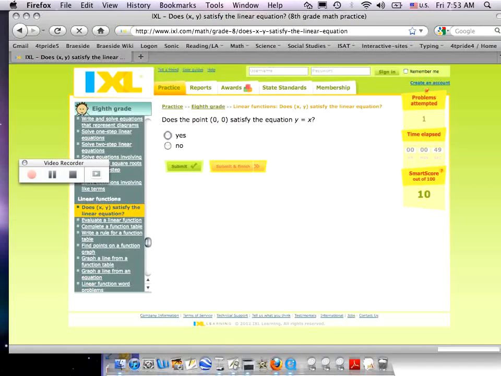Does (0, 0) work? Yes. And does (5, 0)? So when x is 5, is y 0? Well, 0 does not equal 20, so the answer is no. That's how you do those types of problems.